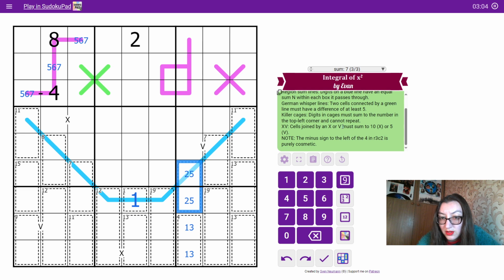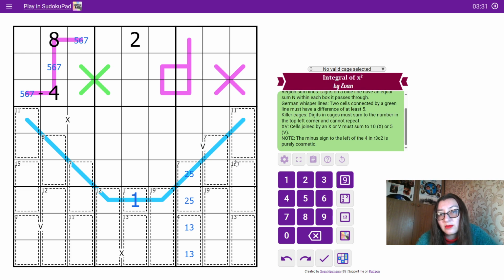And we also have digits. We have a Roman Sudoku digit, so we have a V between 2 cells. So those 2 add up to 5, and we have an X between 2 cells, so those 2 add up to 10. And the minus sign here is just cosmetic, because the puzzle is called Integral by Evan, which I assume is some reference to integrals.